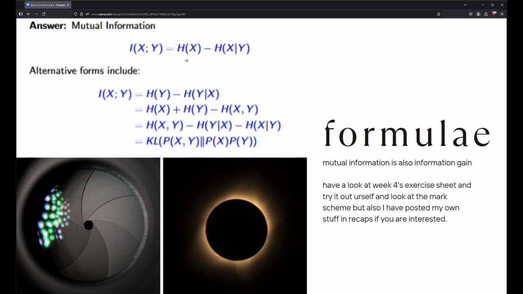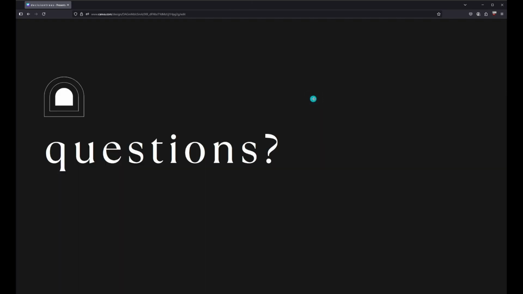I won't be covering any maths today, but if you have a look at week four's exercise sheet, try it out and look at the mark scheme once you've tried it out. This is a good idea. I have also posted my own exercise sheet in the recaps, which you can just scroll up in the recaps if you're interested. But yeah, no, that's basically it. Decision trees is quite a simple topic.